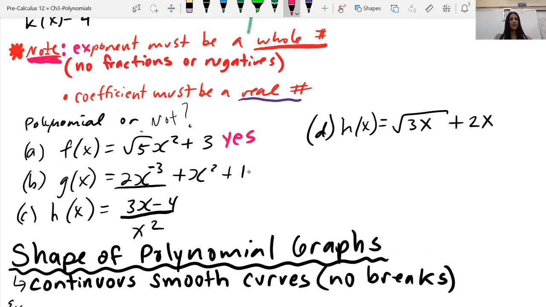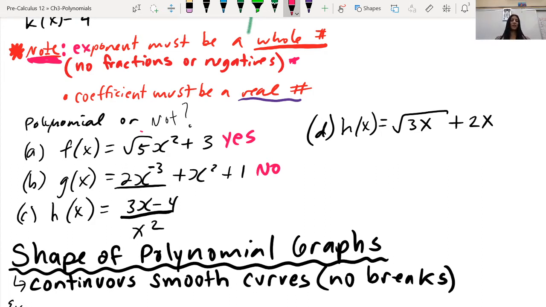Looking at example B, we have 2x to the power of -3. Well, a negative sign clearly is not allowed here. So I can say no. Because my variable has a negative exponent, that's a no right off the bat. C is a little bit tricky.